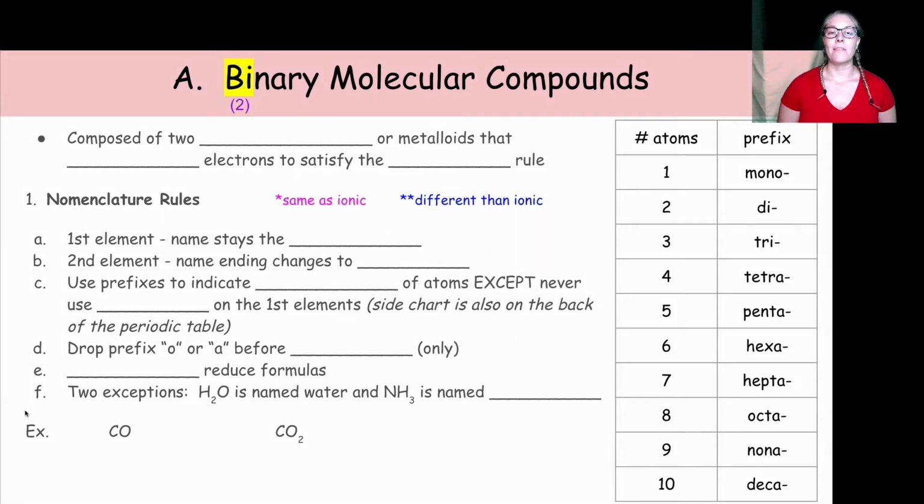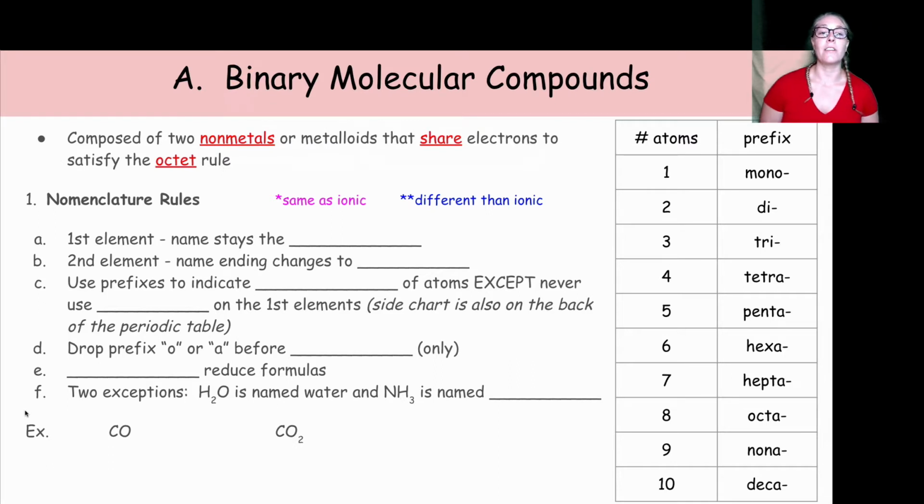And remember, the prefix bi from binary means two. So we're looking at naming molecular compounds that have two atoms in them, or two different kinds of atoms. Binary molecular compounds are composed of two nonmetals or metalloids, so that right side of the periodic table, not the left where all the metals are. Composed of two nonmetals or metalloids that share electrons.